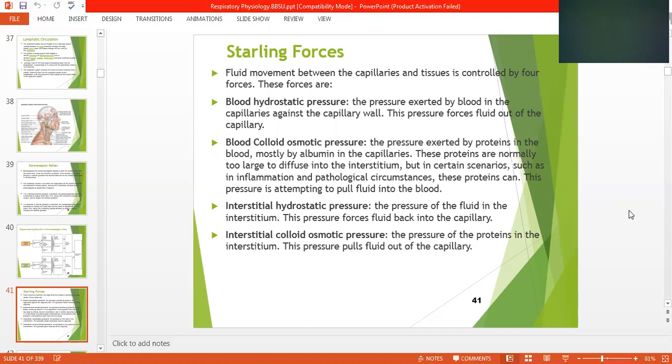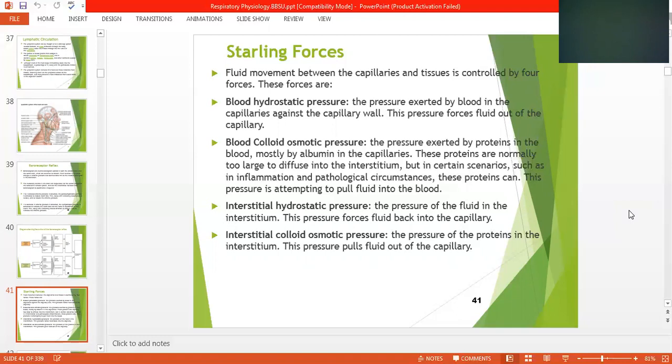Fluid movement between the capillaries and tissues is controlled by four forces. These forces are blood hydrostatic pressure, the pressure exerted by blood in the capillaries against the capillary wall. This pressure forces fluid out of the capillary. Starling forces means the pressure present in the tissues and the pressure of the blood present in the vessels, capillaries and venules. Blood colloid osmotic pressure, we call it; first we have blood hydrostatic pressure.